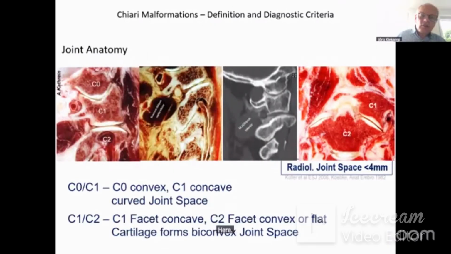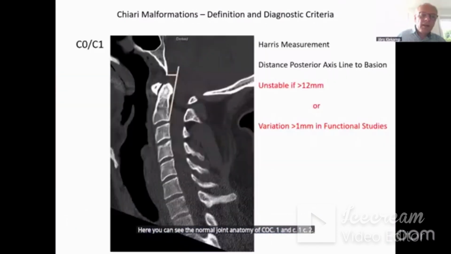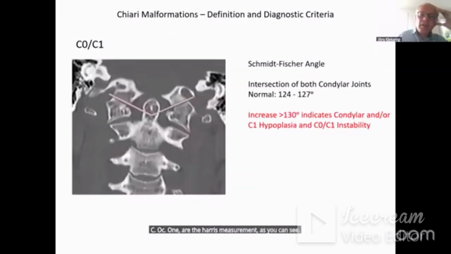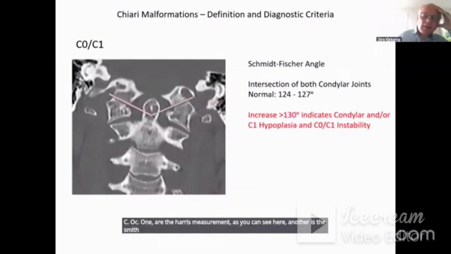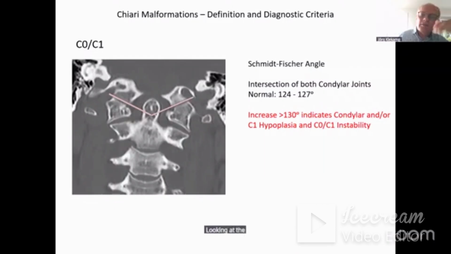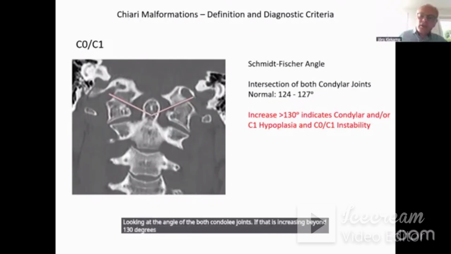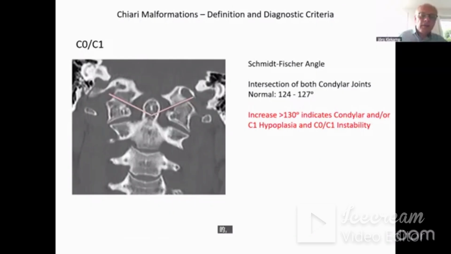Here you can see the normal joint anatomy of CO-C1 and C1-C2, and the criteria which are used to diagnose instabilities of CO-C1 are the Harris measurement, as you can see here. Another is the Schmidt-Fischer angle, looking at the angle of the both condylar joints. If that is increasing beyond 130 degrees, it indicates condylar or C1 hypoplasia.